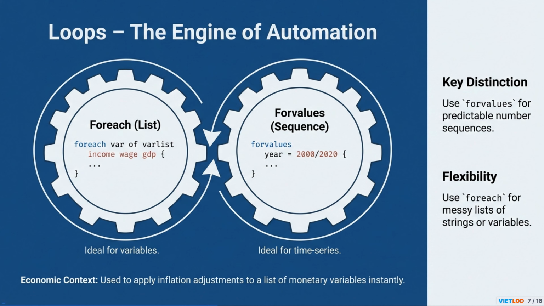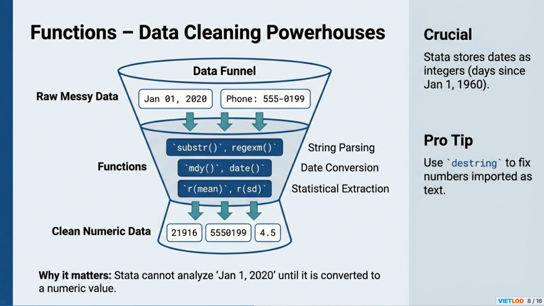In contrast, the forvalues loop is specifically designed for iterating over predictable numeric sequences, like years from 2000 to 2020. This makes forvalues ideal for tasks involving time series data or any ordered numeric progression. The key distinction is to use forvalues for predictable number sequences and foreach for more varied lists of strings or variables. In an economic context, these loops are essential for tasks such as applying inflation adjustments to a list of monetary variables instantly, significantly streamlining your data preparation and analysis.